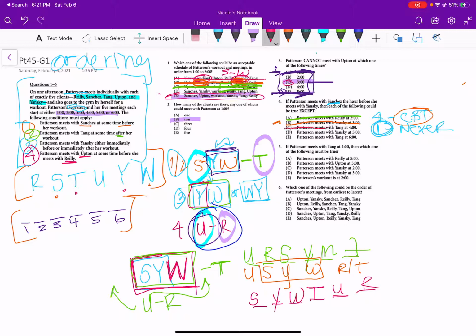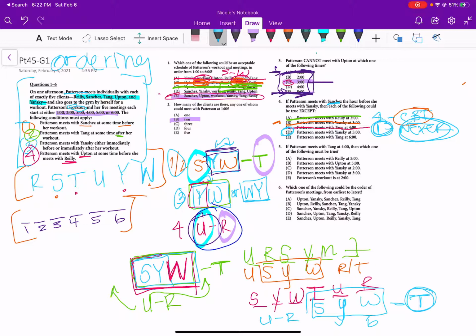We need to put U and R sometime up here. But the problem is we don't have anywhere for T to go, since this is 6 o'clock right here, and we need T to be after them. So this could never happen, which is why D is going to be our answer.